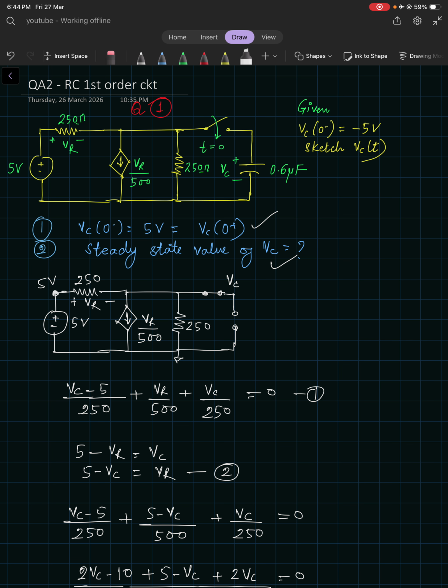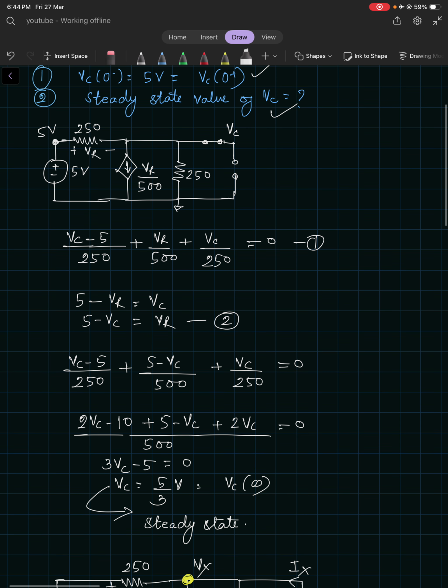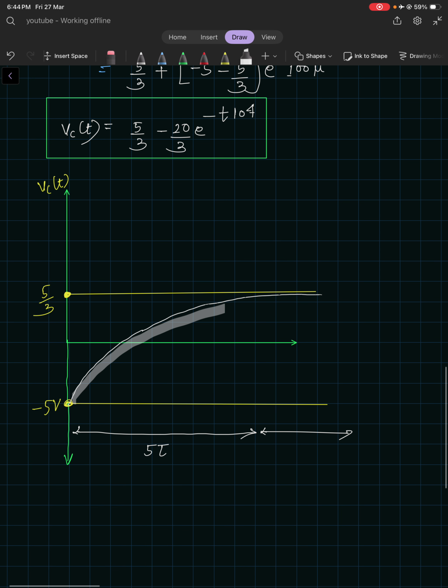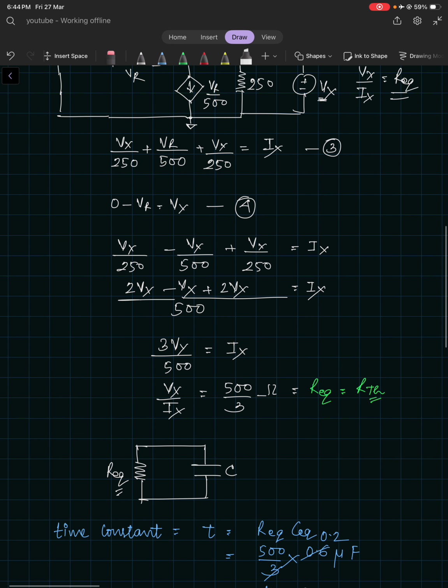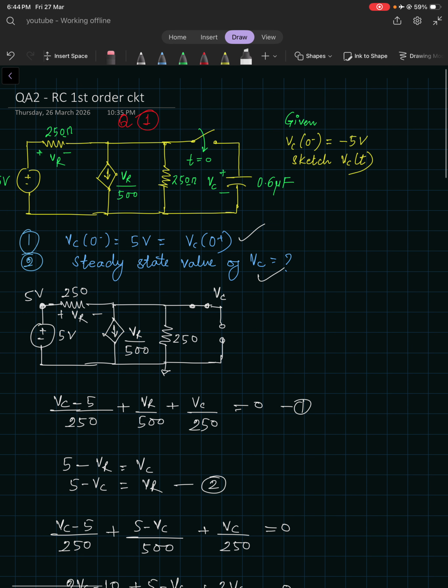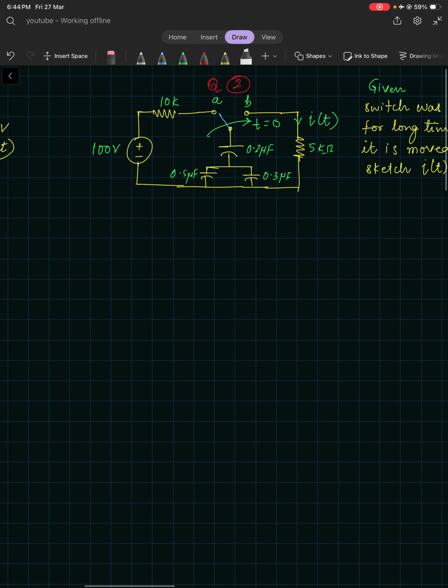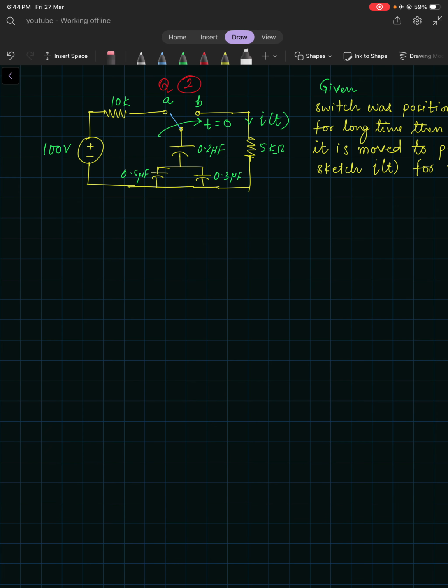Again, the source has to be constant, not time dependent. It has to be a constant DC source, then only it will approach a constant value in the steady state, as you can see. So far so good. Here we have solved question number 1. Let's go to question number 2.